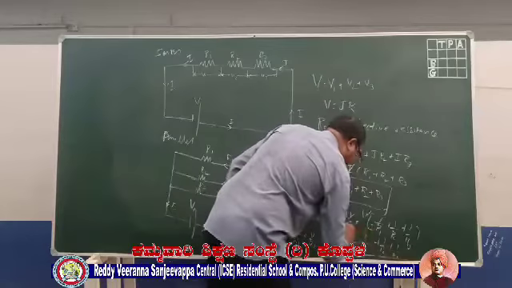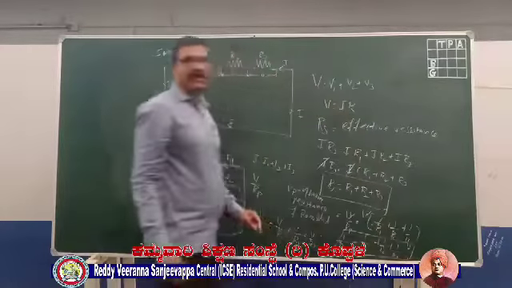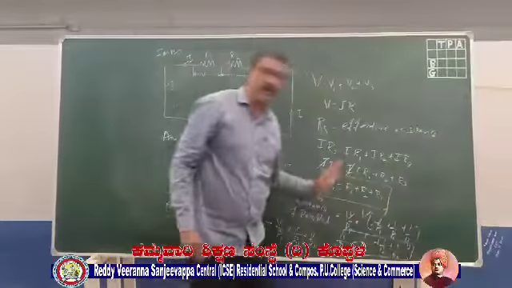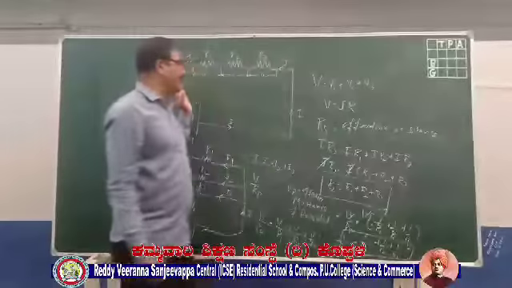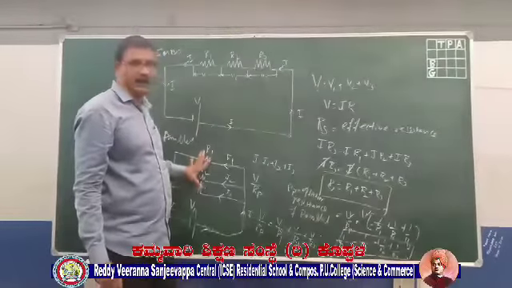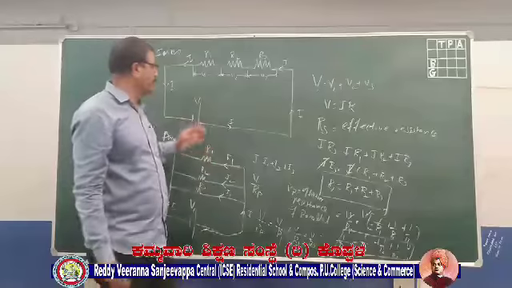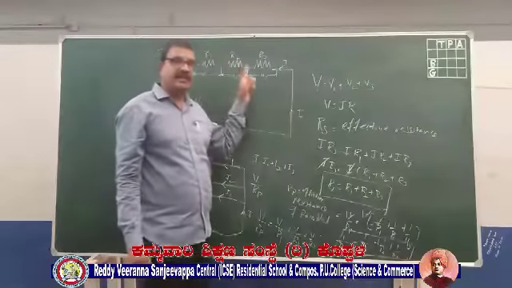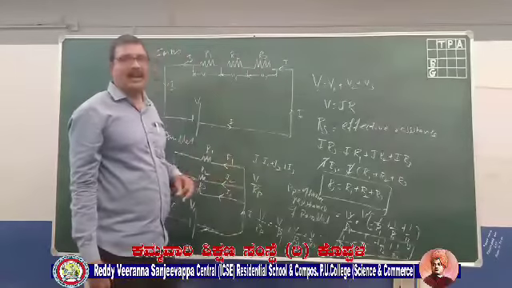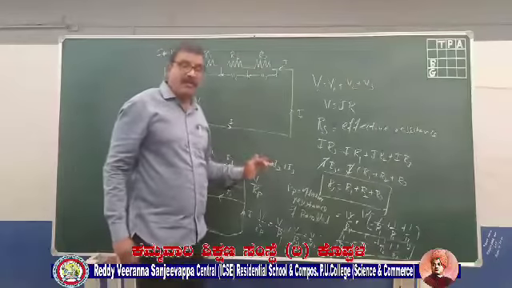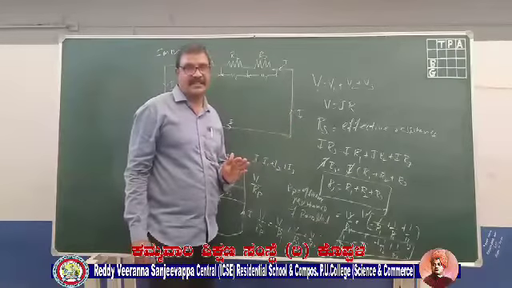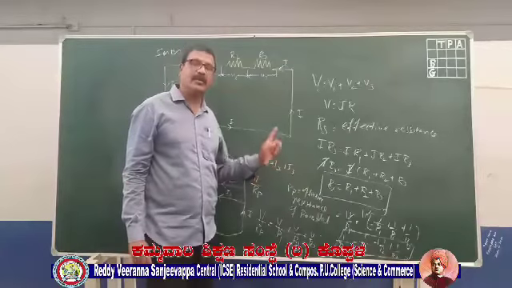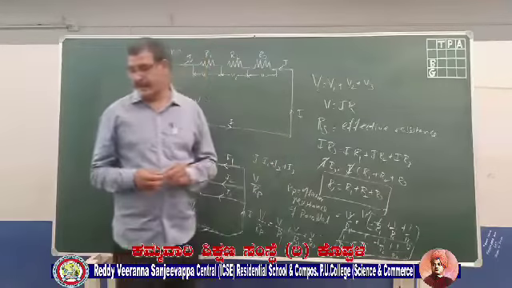So this is the effective resistance. 1 by Rp is equal to 1 by R1 plus 1 by R2 plus 1 by R3, where Rp is the effective resistance of the parallel combination. In a series combination, the effective resistance is the sum of the resistors, while in a parallel combination, it is the sum of the reciprocals of the resistances of the resistors. That is, 1 by Rp is equal to 1 by R1 plus 1 by R2 plus 1 by R3.